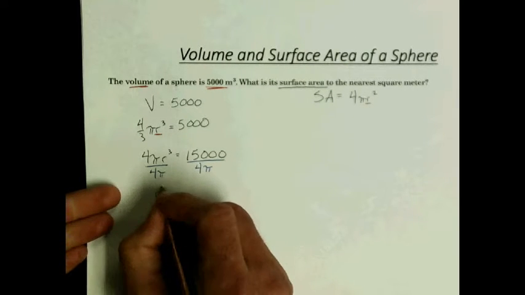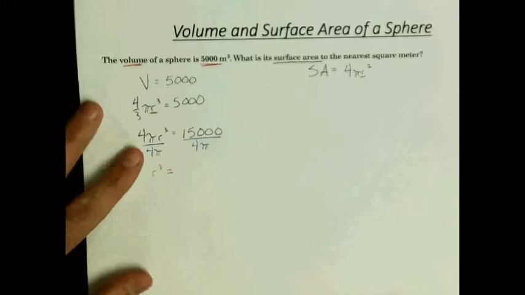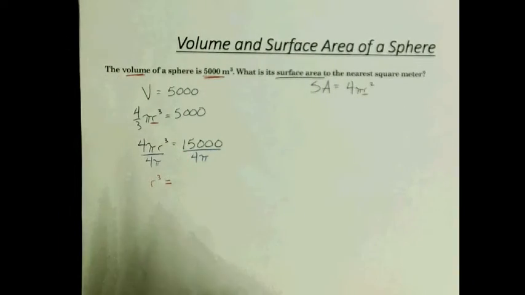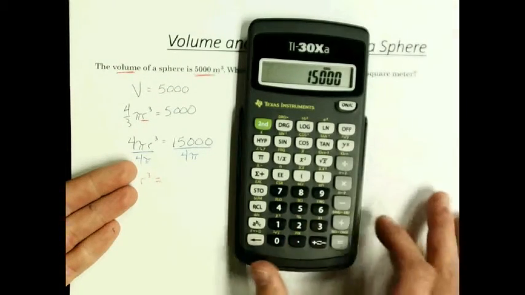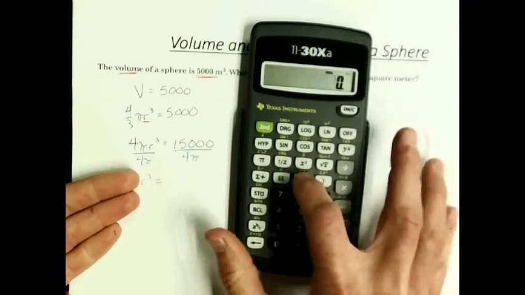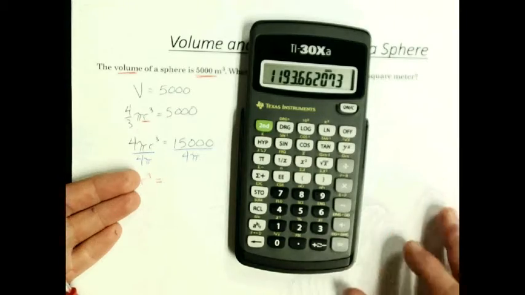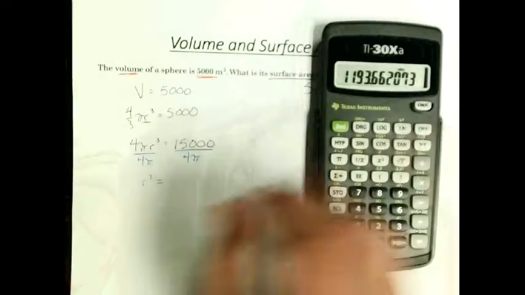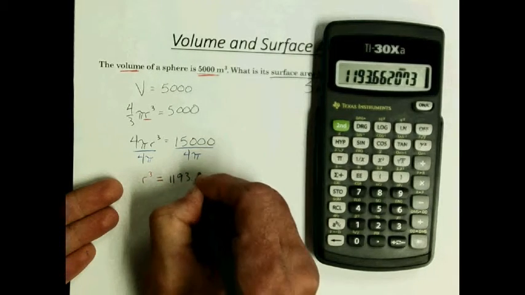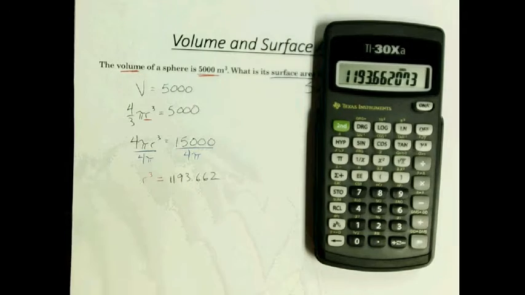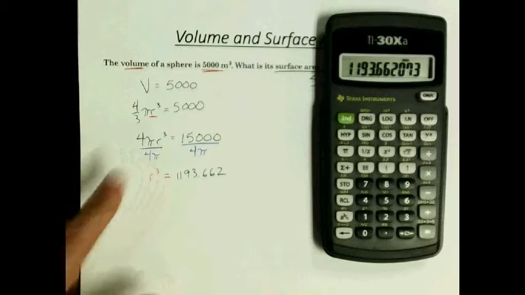So we know the radius cubed will be some big number. Now remember how we're going to do this. We need to use the grouping symbol for 4 times pi, so let's do that. So we have 15,000 divided by grouping 4 times pi, close the group, equals. Okay, so we have this big number. So the radius cubed is 1193.662, let's say.